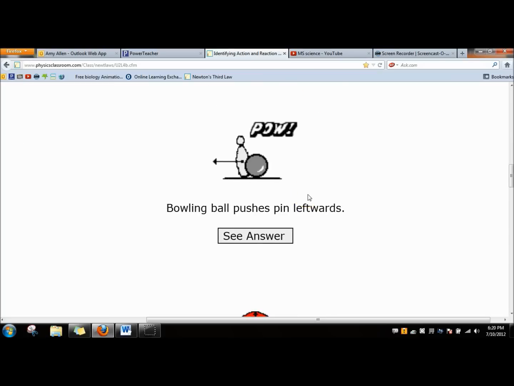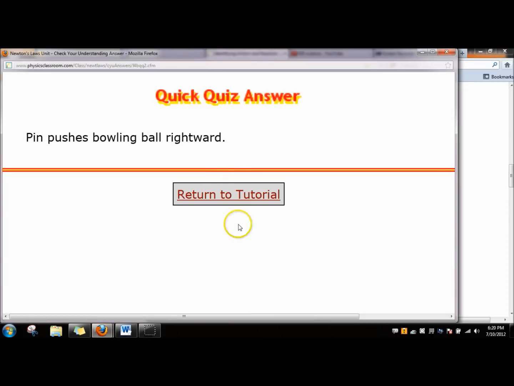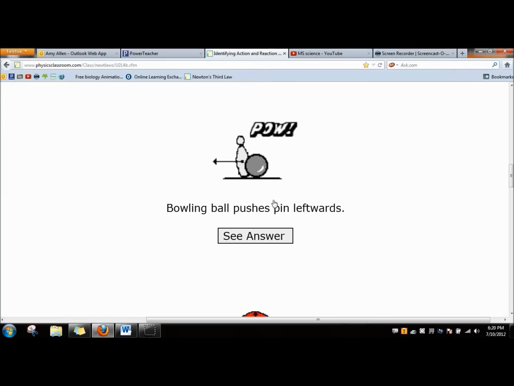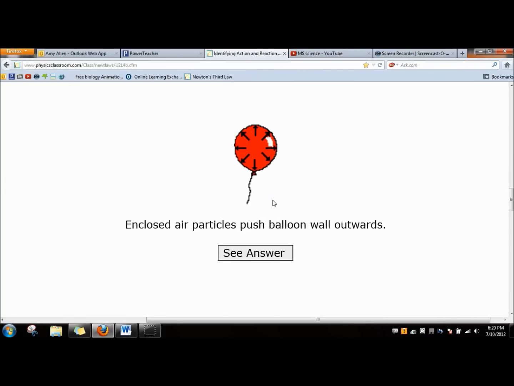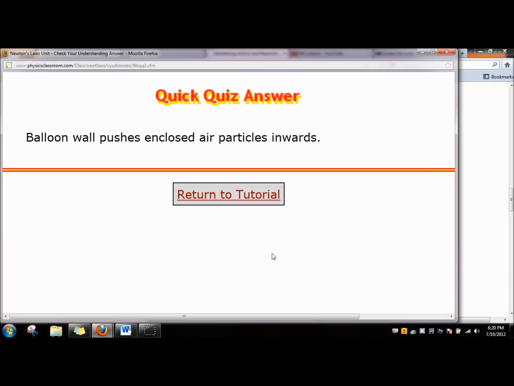How about in this one? In this case, the bowling ball pushes the pin left. If you were listening to the last example, you should know that the pin pushes the bowling ball to the right. And in this one, enclosed air particles push the balloon wall out. That must mean that the balloon wall pushes the enclosed air particles in.